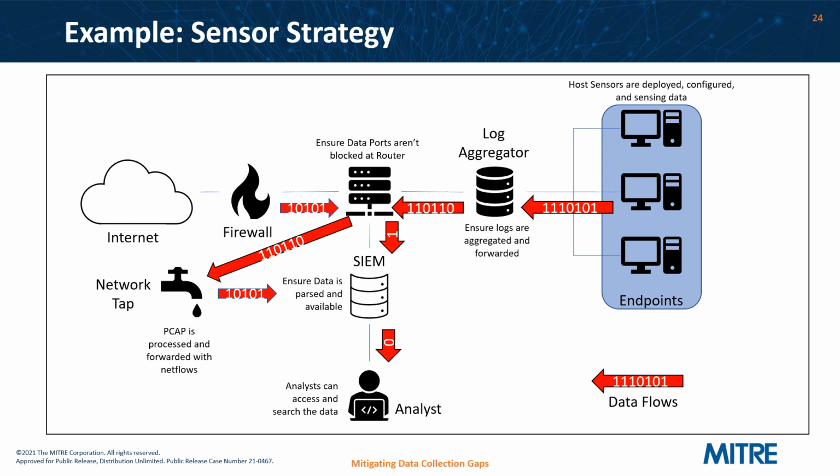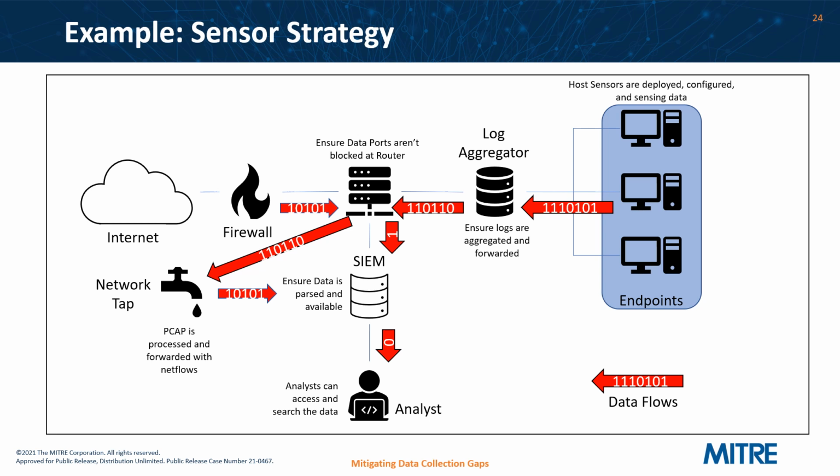We have clarified from the previous map that there is a log aggregator set up for endpoints to forward logs to, as well as defined what the firewall is between the internet and the enterprise network. We have also added a network tap on the router in order to collect network traffic.